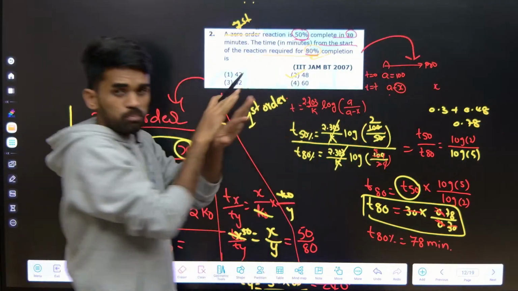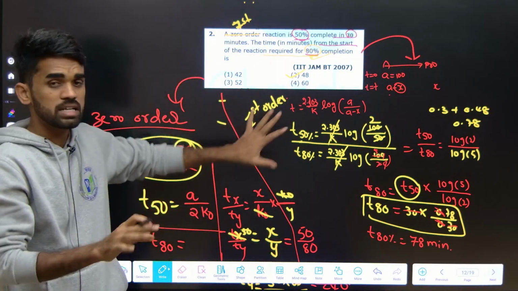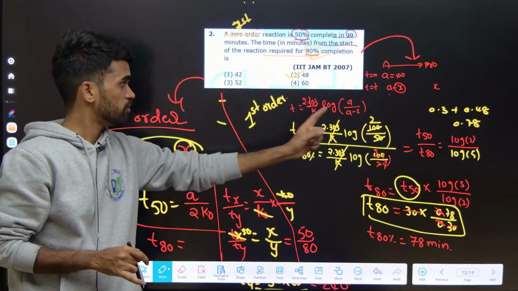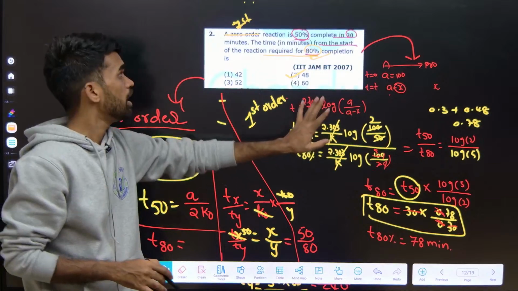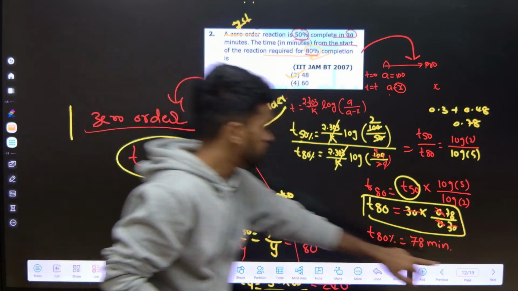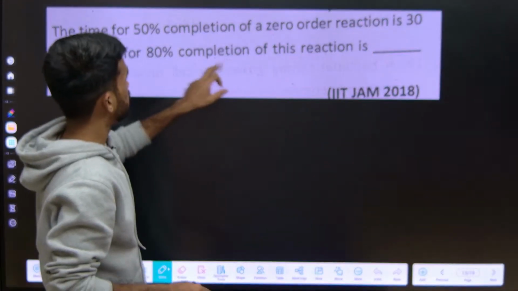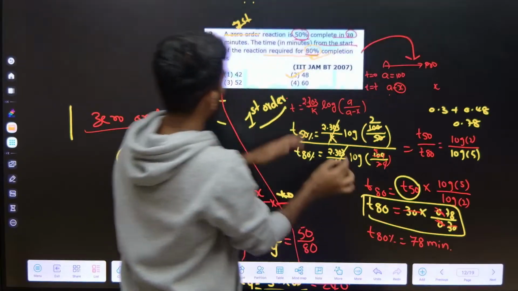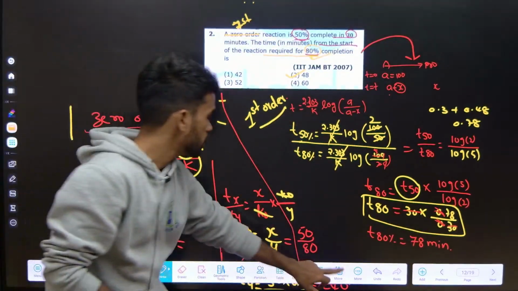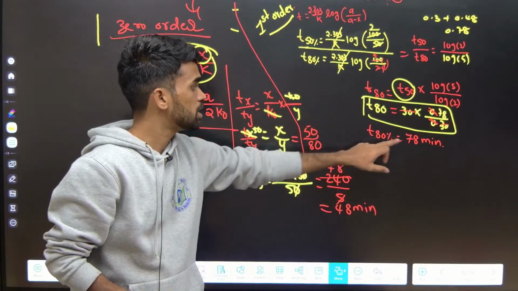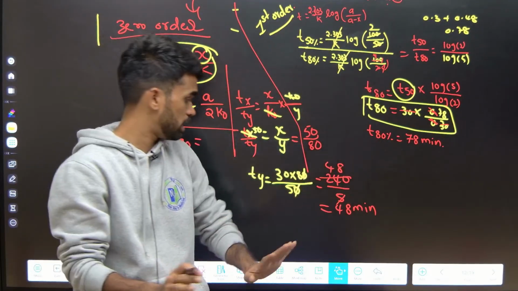Hope the complete discussion of zero order and first order is clear without any confusion. See guys, why I have taken first order first, because I considered it as a first order reaction, but later when I saw the same question specifically mentioning zero order, then I calculated zero order. So for zero order it is 48, for first order it is 78 minutes.